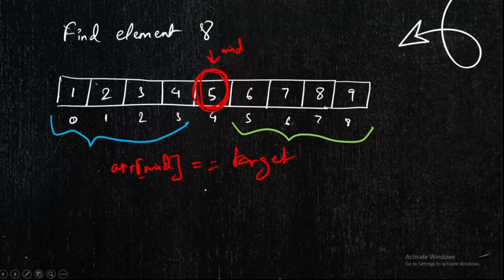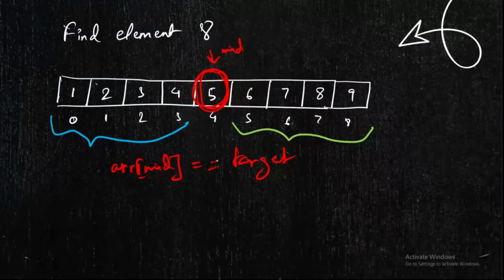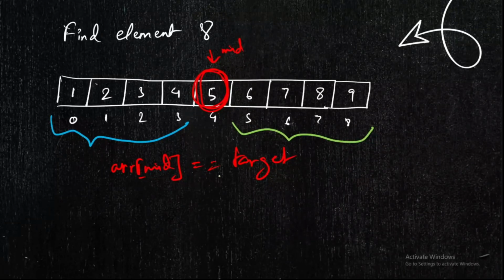The simple analogy here is that if my target element is greater than arr of mid, is it possible that it might be present in the left side of the mid? If my target element is greater than arr of mid, is it possible that it is present in the left side of the array? What do you think?